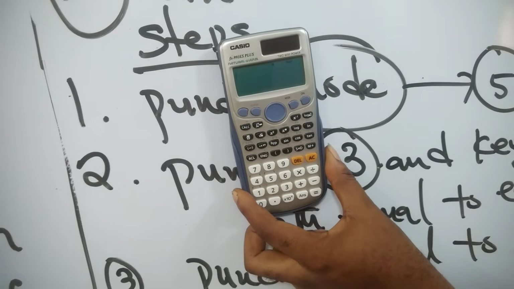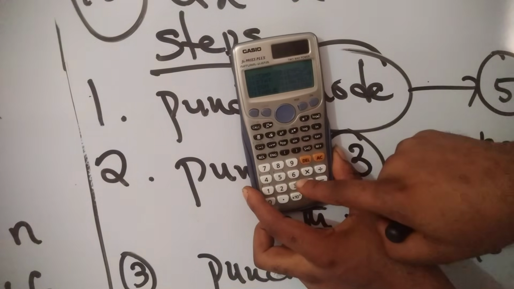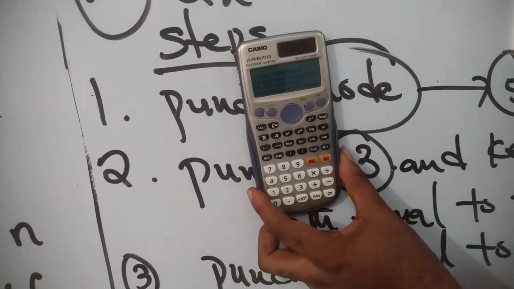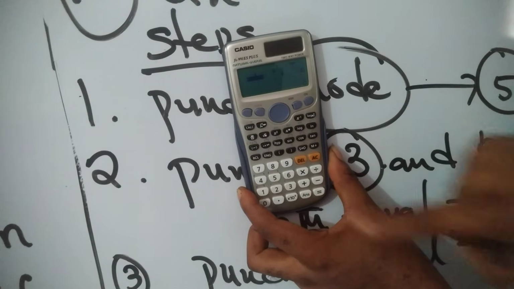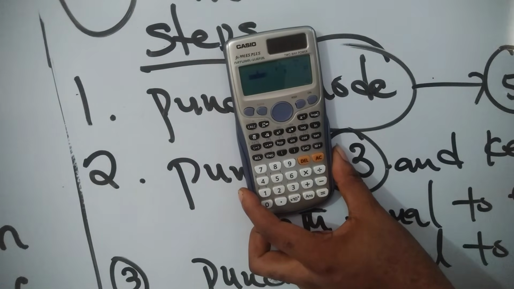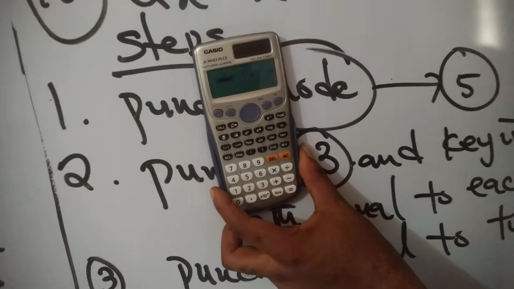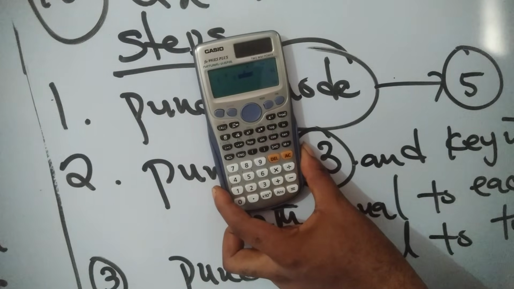Now, the first step we're going to do is to punch mode 5. Remember what I told you, mode 5. Am I communicating? After punching mode 5, you can see that the third one is quadratic equation. Punch 3. Now, next is to key in the values one after the other. The coefficient of x squared is 2. Punch 2. Are you there? Then equal to.